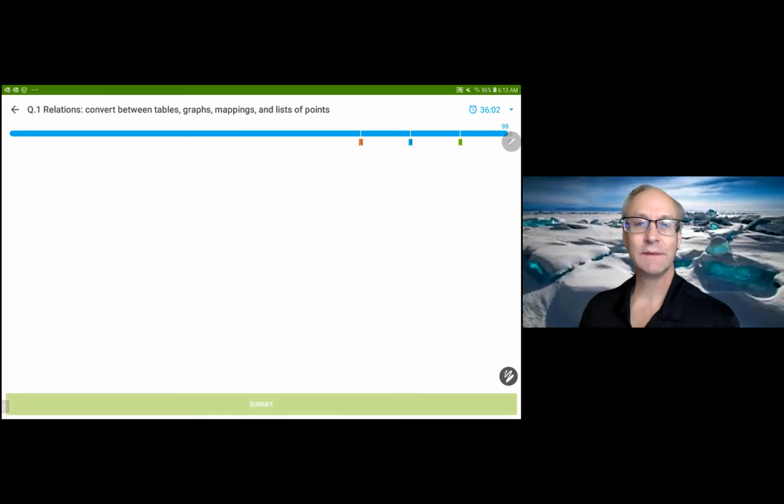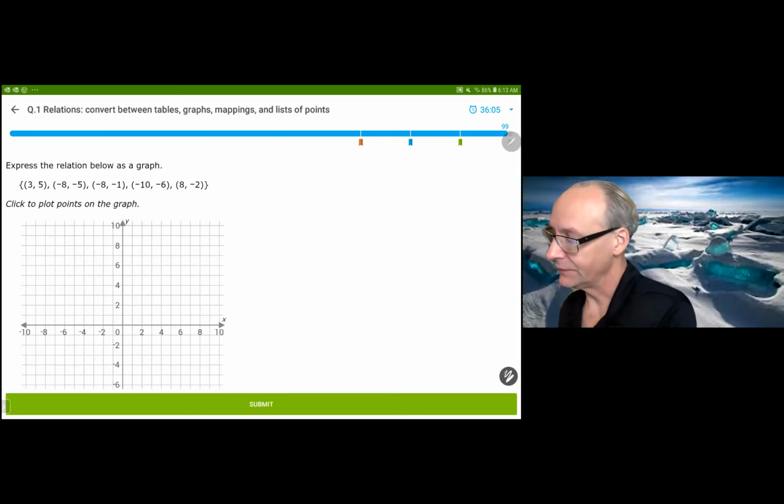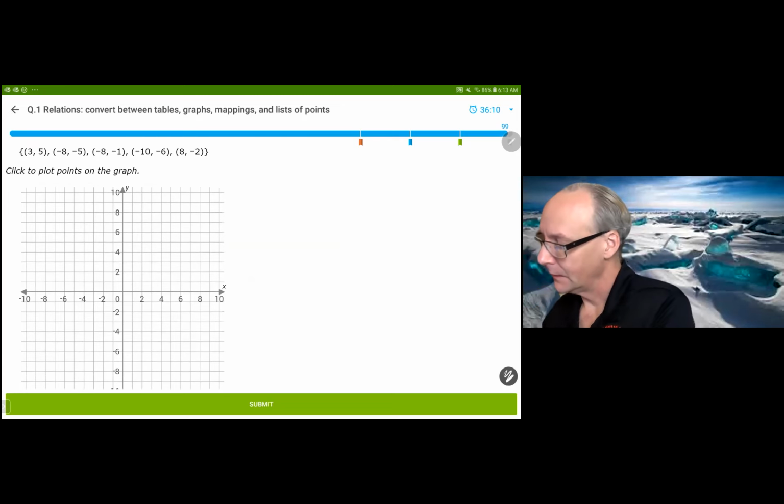And we have one final one, and then we're done. Okay, we are supposed to graph them all. Oh, lots of points. Okay, so 3, 5. I'll graph them in order so that you can see them just in case. So 3, 5 is right there. Negative 8, negative 5 is right there. Just check to see if you're in the right lines. Negative 8, negative 1 is right there. Negative 10, negative 6 is down here. And our last one, 8, negative 2 is right there.